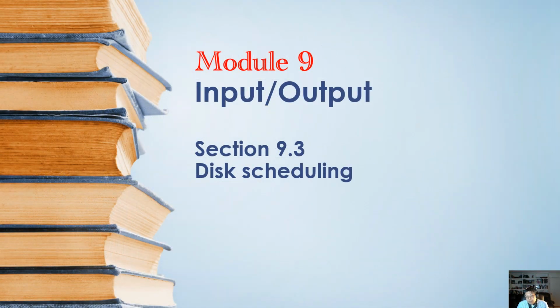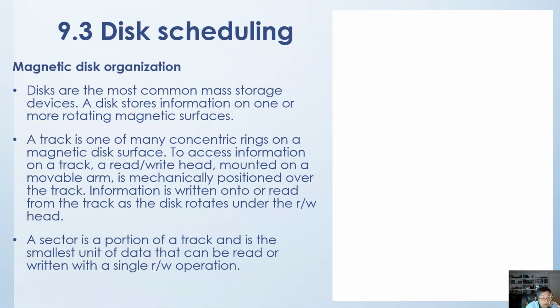Now, in section 9.3, we're going to talk about disk scheduling. The most common mass storage devices are the magnetic disks. A disk stores information on one or more rotating magnetic surfaces.